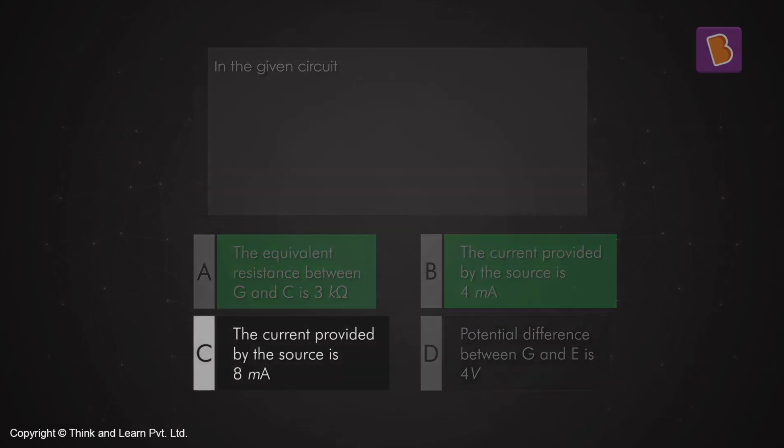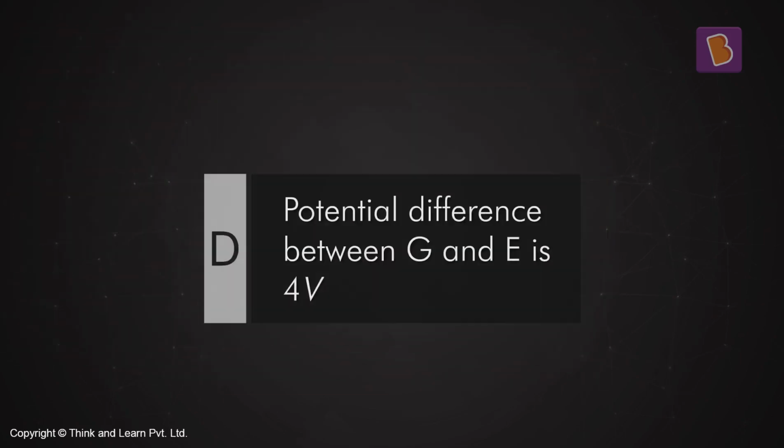Option C says the current provided is 8 milliamperes. That can't be true because we just found out it's 4. So option C is not correct. Let's check out option D. The potential difference between G and E is 4 volts. Between these 2 points, is it 4 volts?